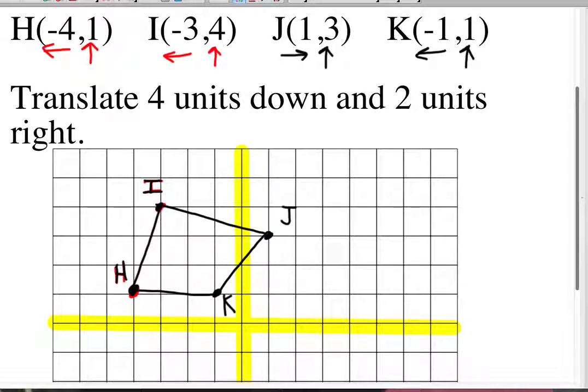Now I have to move this guy. Now I'm going to slide him around. The directions say 4 units down, every point, 4 units down, 2 units right. Ready? Here we go. Look at I. Move it down 4. Just count with your hand or with your finger. 1, 2, 3, 4. And 2 units to the right. 1, 2. There's my new I prime.